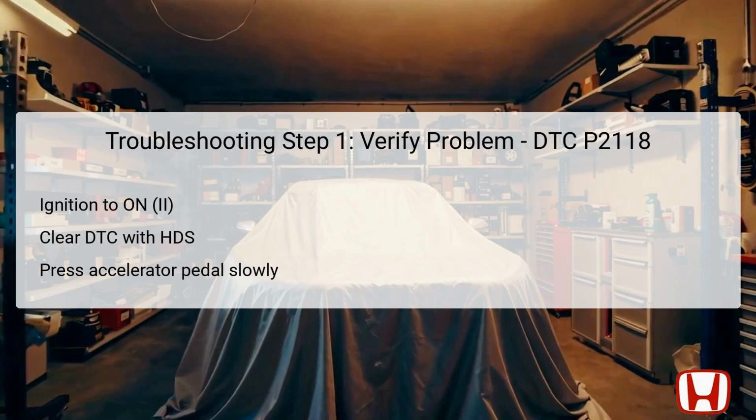Following this, slowly press the accelerator pedal down to the floor. This action will prompt the vehicle systems to assess if a new instance of DTC P2118 arises, allowing you to verify whether the failure is indeed present. If the code appears again, the failure is confirmed, and you should proceed with the subsequent troubleshooting steps.